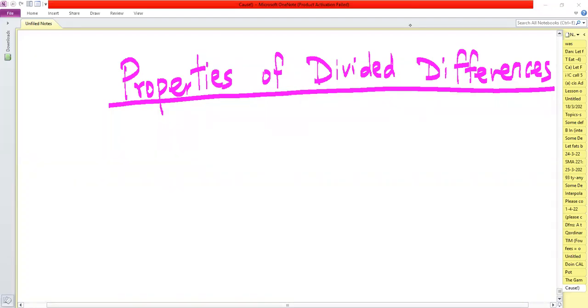So welcome. In this session we discuss the properties of the divided differences. The basic or obvious property of the divided differences comes just from the definition: the divided differences are always symmetric functions of the arguments. So property number one.